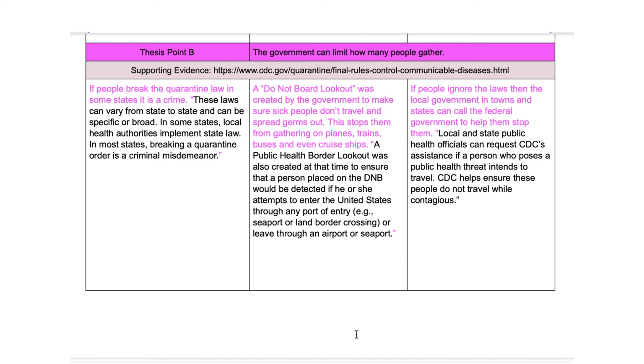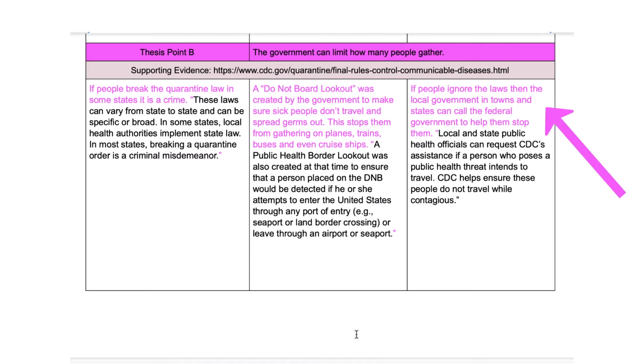And the proof says a public health board or lookout was also created at that time to ensure that a person placed on the DNB would be detected if he or she attempts to enter the United States through any port of entry, seaport, land, or crossing, or leave through an airport or seaport. What the evidence says is that the government has the right to stop people from coming into the country by air, land, or sea to keep us safe.